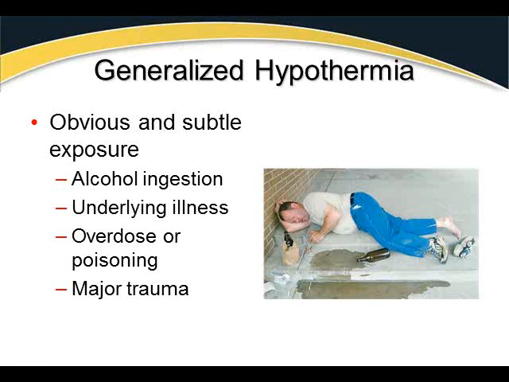So there's some obvious and some subtle exposures, such as alcohol ingestion, which makes you not quite as in tune to your environment. Underlying illness, you may always be cold, you may always be hot, and not realize that you're changing. Overdoses or poisoning, much the same as that of alcohol ingestion. And then major trauma, when you're losing blood, you're losing ability to function appropriately.